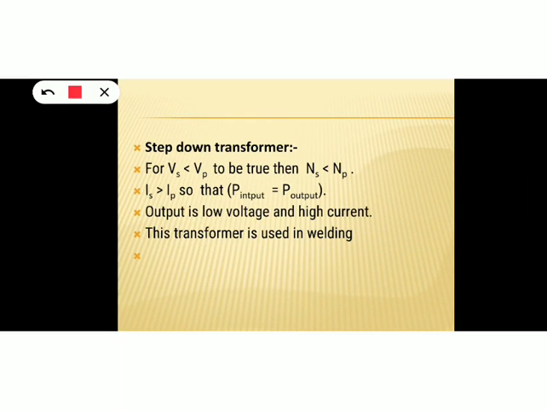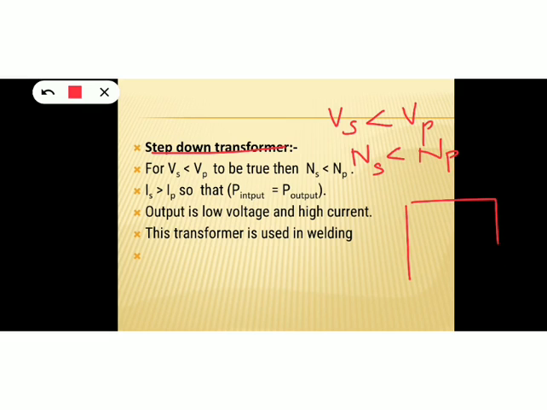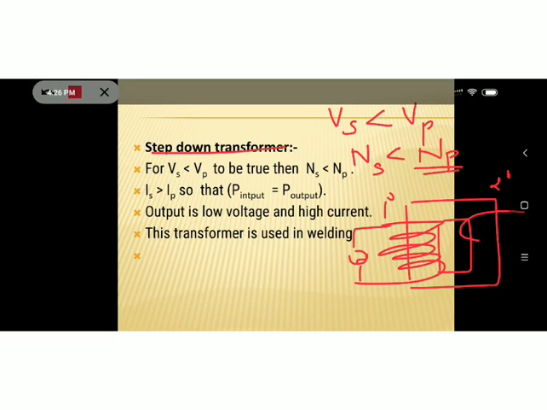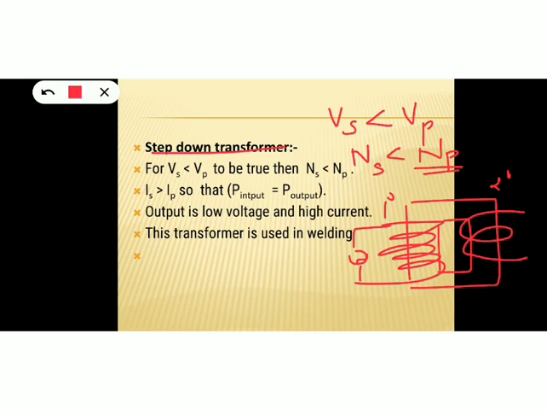Now the second type of transformer is the step-down transformer. Step-down means it decreases the voltage. So the output voltage Vs will be less than the input voltage. And this condition is satisfied only if the number of turns associated with the output, that means the secondary, is less than the number of turns associated with the primary. So if you consider this as your transformer, this is the primary end and this is the secondary end. The primary coil has more turns, but at the same time the number of turns associated with the secondary will be less.